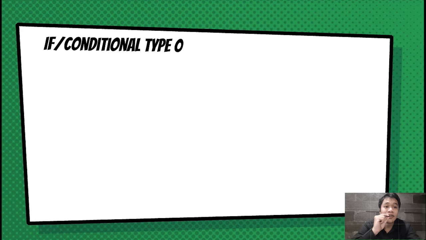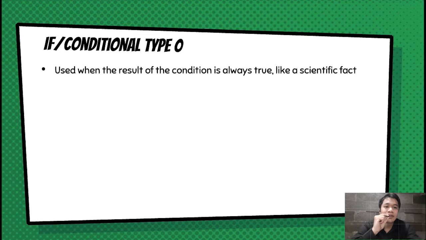Next, the if conditional type 0, or we can call it the zero conditional. It is used when the result of the condition is always true, like a scientific fact. For example, if you heat ice, it melts.